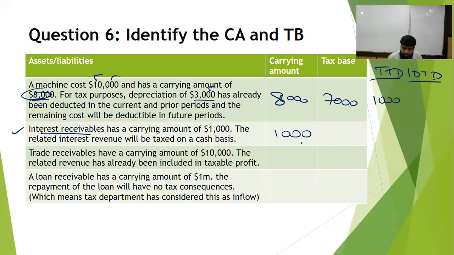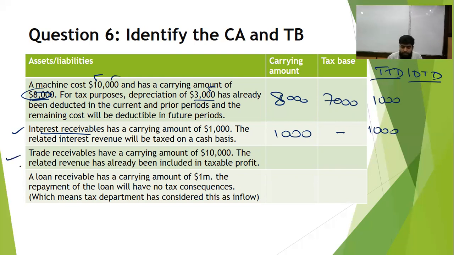That is 1,000 as the carrying amount. The related interest revenue will be taxed on a cash basis. It means the tax department, as per the tax laws, will not recognize interest receivable. It means the tax department will not recognize it as an asset. As per the tax base, the value of the asset is zero. It means there is a difference, and the difference is 1,000. Again, the carrying amount is greater than the tax base. It's a taxable temporary difference.